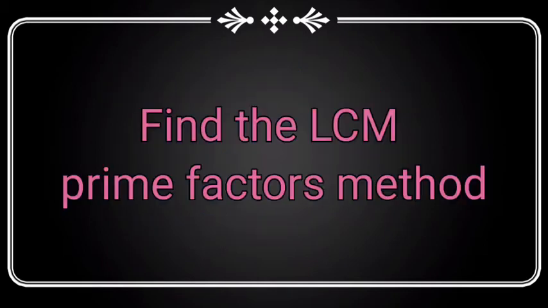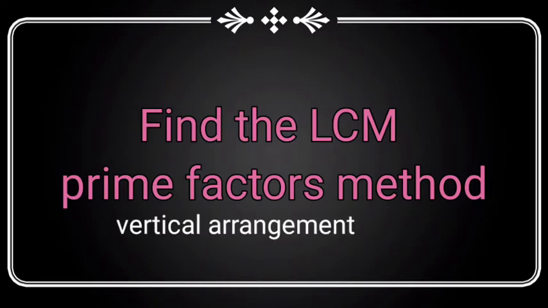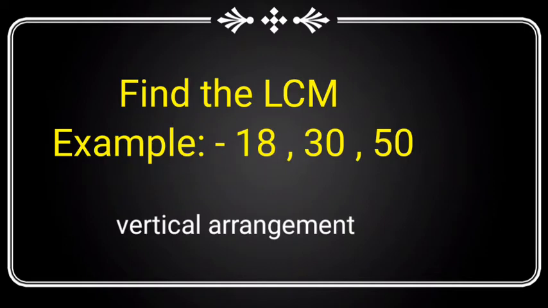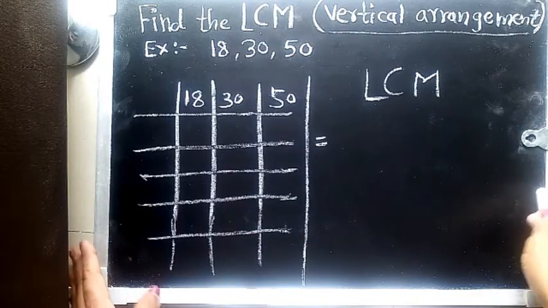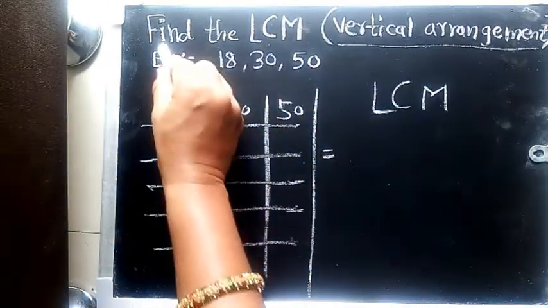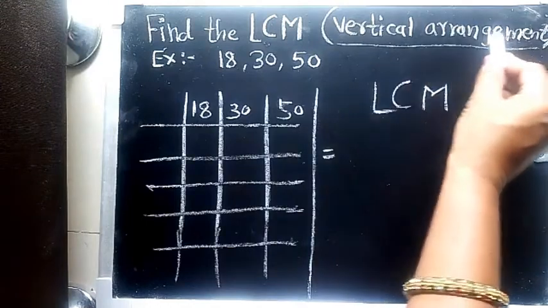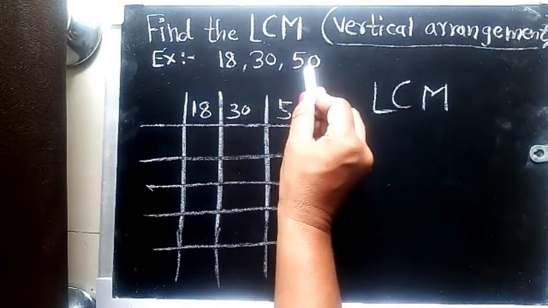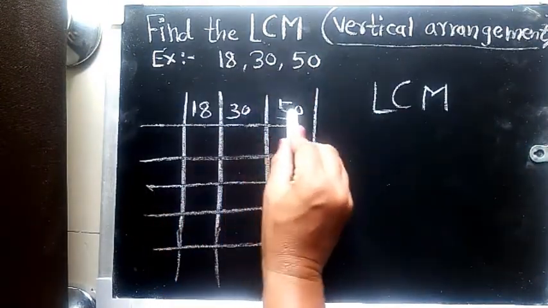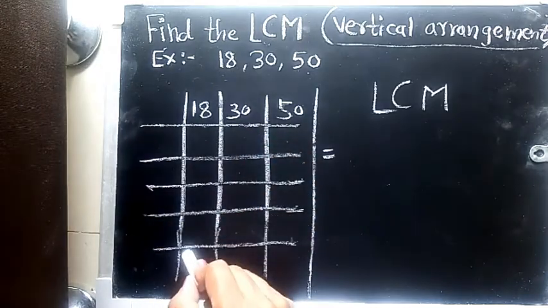Find the LCM by the prime factor method, given 3 numbers in vertical arrangement. Example is 18, 30 and 50. Find the LCM. Use vertical arrangement. I write down the 3 numbers in vertical arrangement: 18, 30 and 50.